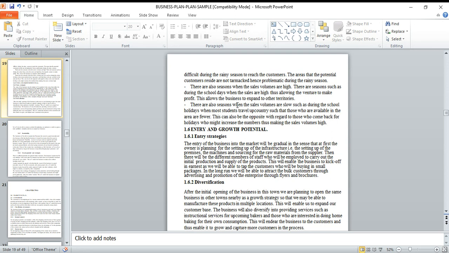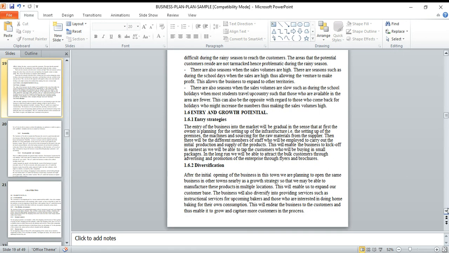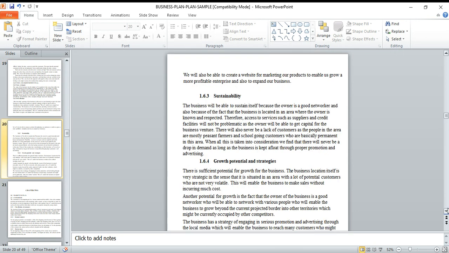Number two, we're talking about the growth and diversification. After initial opening of the business in this town, we are planning to open the same business in towns nearby as a growth strategy, so that we may be able to manufacture these products in multiple locations. This will enable us to expand our customer base. So short and precise, to the point.